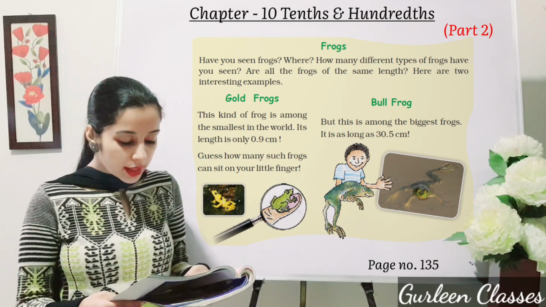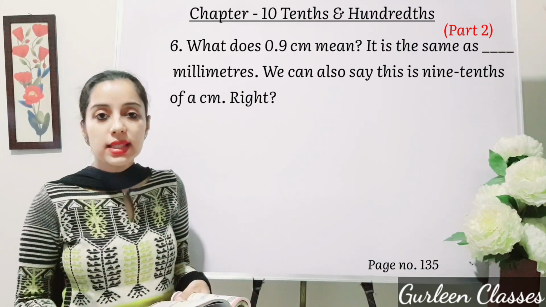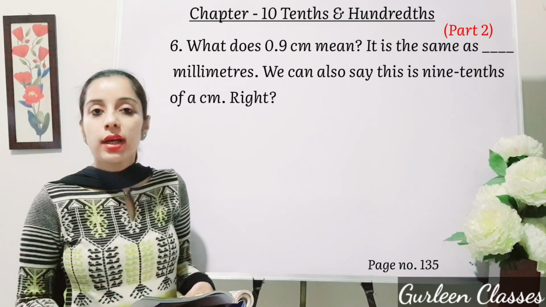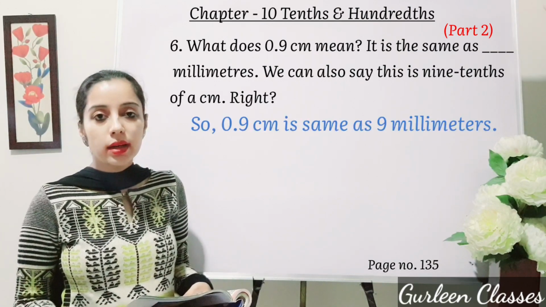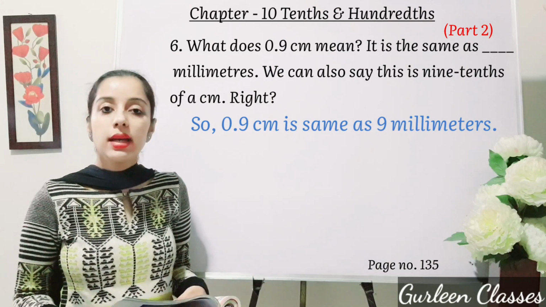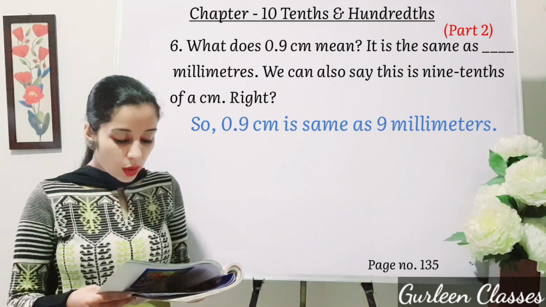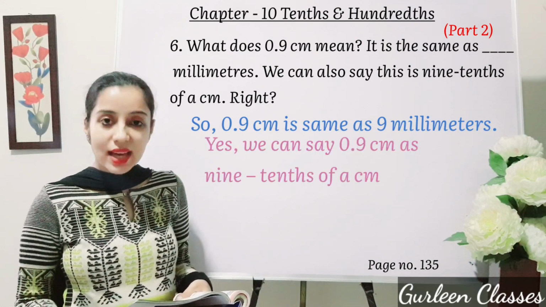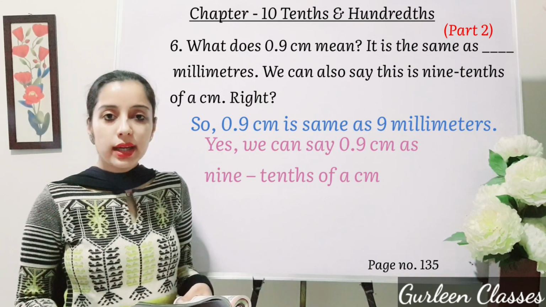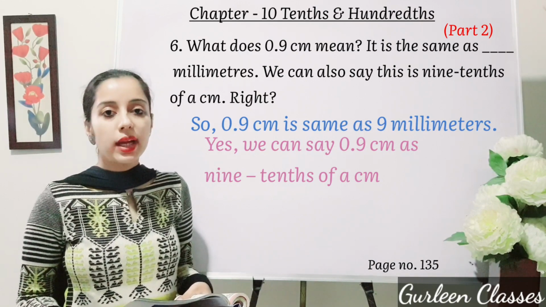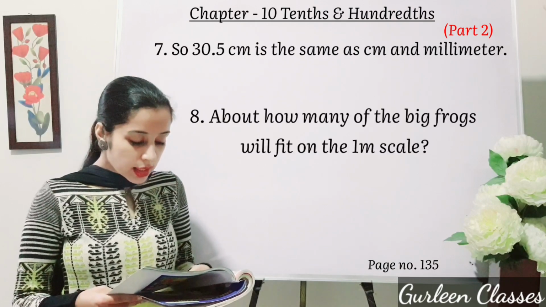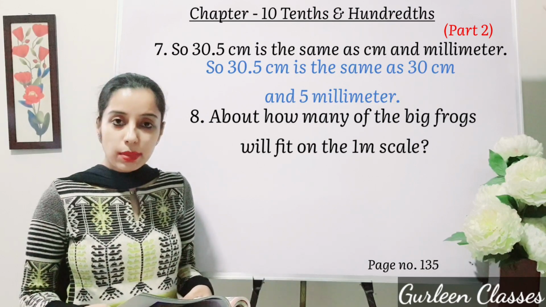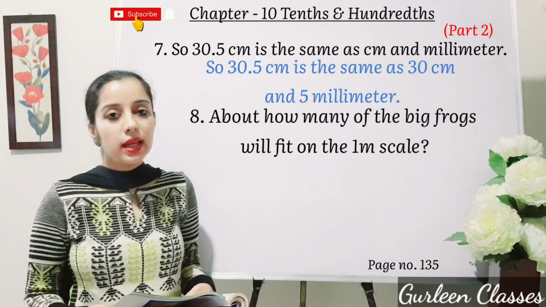So now the question is, what does 0.9 centimeter mean? It is the same as dash millimeter. If you convert 0.9 centimeter into millimeter, it will be 9 millimeter. We can also say this is 9/10 of a centimeter. Yes, we can say 9 upon 10, if you divide, it will be 0.9 centimeter. So, 30.5 centimeter is the same as 30 centimeter and 5 millimeter.